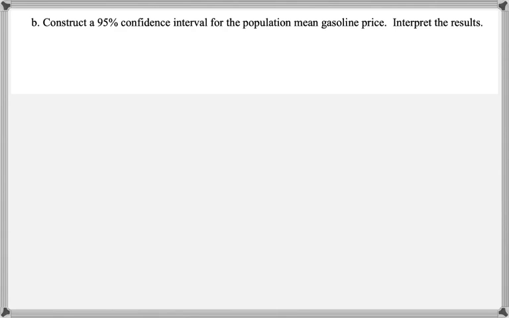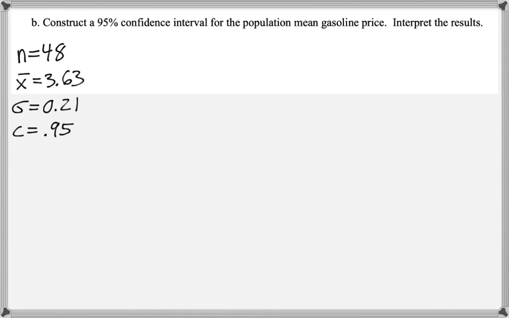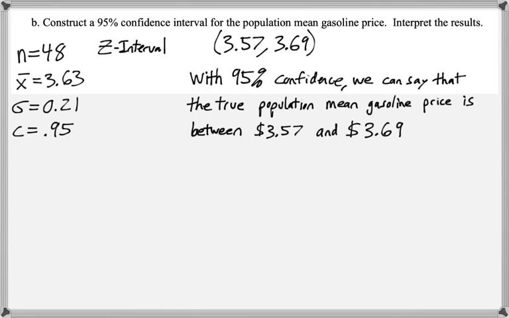Part B says, construct a 95% confidence interval for the population mean gasoline price, and then interpret the results. So all of our information is the same, except for c is now 0.95. So let's recalculate the z-interval. It's going to be 3.57 to 3.69. And this means, with 95% confidence, we can say that the true population mean gasoline price is between $3.57 and $3.69.